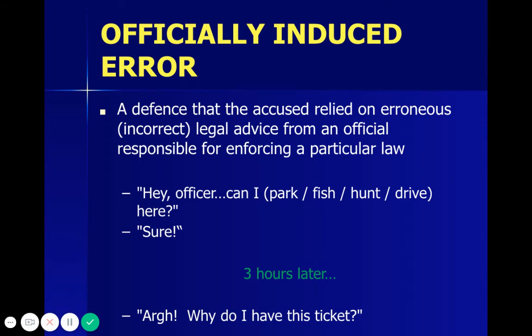And then later you get punished for doing exactly that thing that you got permission to do, you can plead officially induced error. So you have to be able to call that person to the stand and say, hey, do you remember when I asked you if it was okay and you said it was okay? Well, now I'm here because they're saying it's not okay.